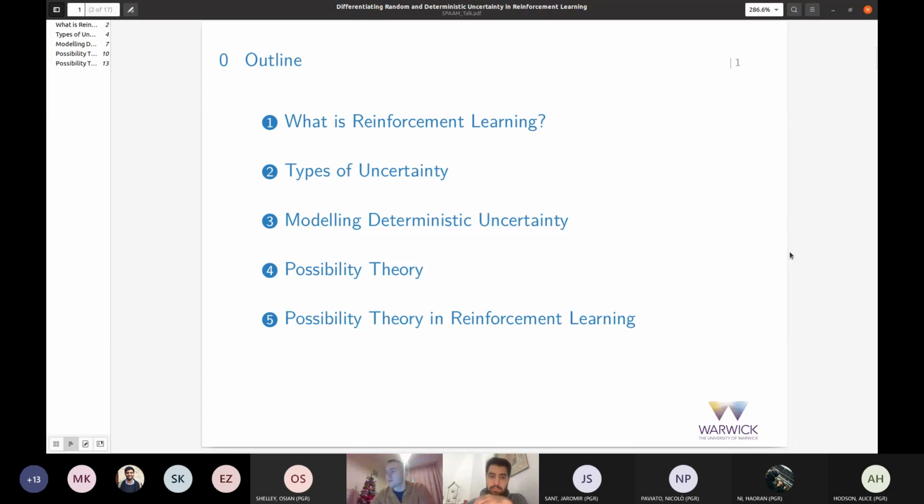So I'll first tell you what reinforcement learning is in case anyone doesn't know, and then tell you what deterministic and random uncertainty are, and then talk about ways of modeling deterministic uncertainty and how we can do that with possibility theory, and then how possibility theory can then be applied back to reinforcement learning.